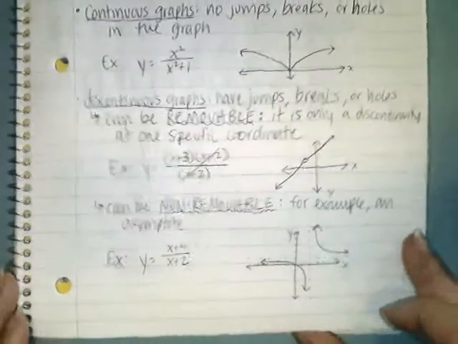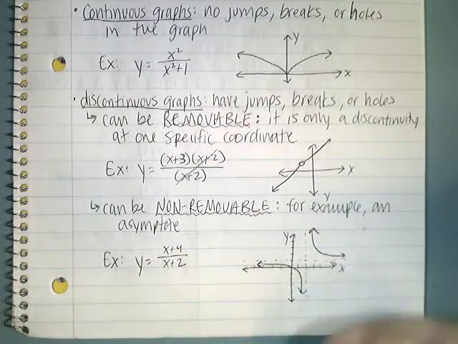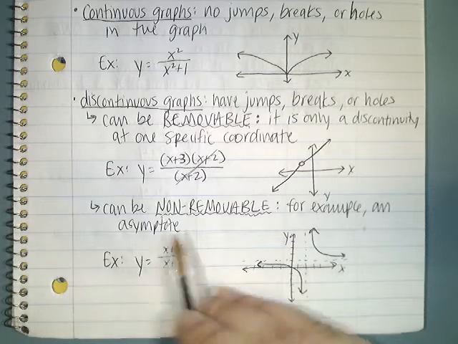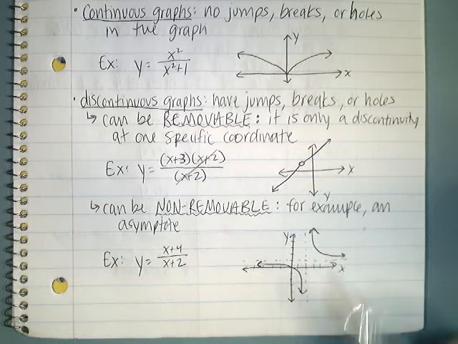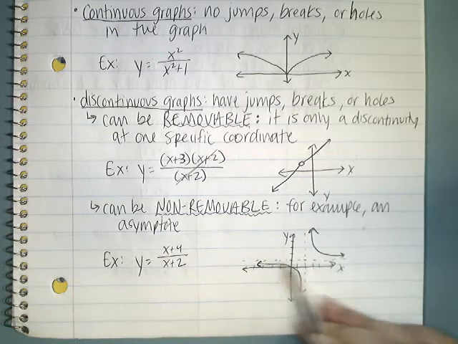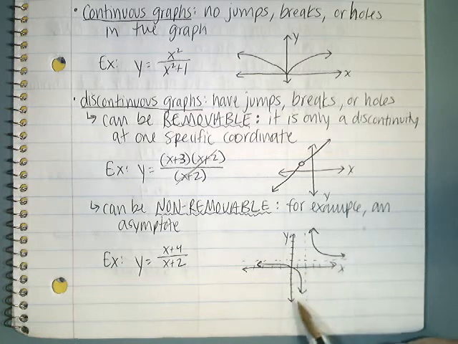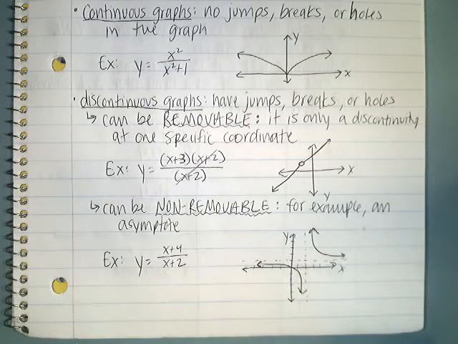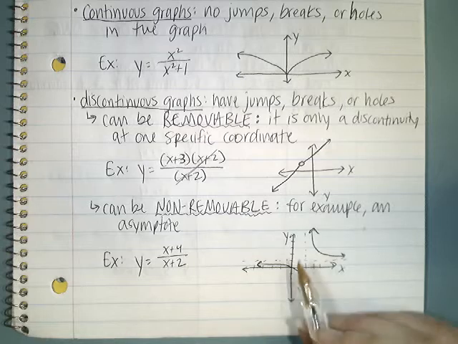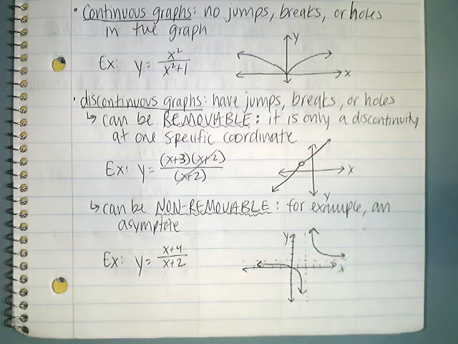They can also be non-removable, and this is more along the lines of what we were working with in the reciprocal functions. These are when you have asymptotes or jumps like we did in piecewise functions, where there's no way to fix this graph so that it doesn't have this break. This break is a key feature of this graph. There's no way to change that about it to make it continuous. It will always have these asymptotes. So I'll give you an example of that here.